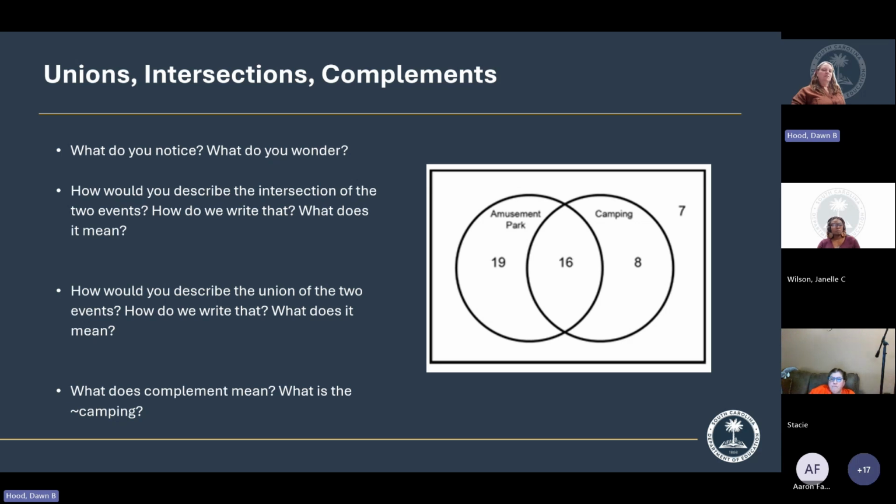If we just ask the question, what is the complement of camping? What would we figure out? What would we come up with? So 19 plus 7. Anything not in the camping circle.